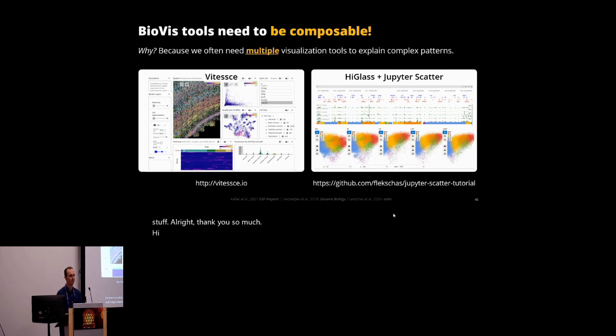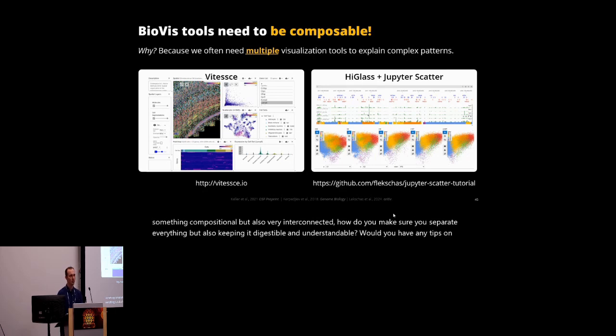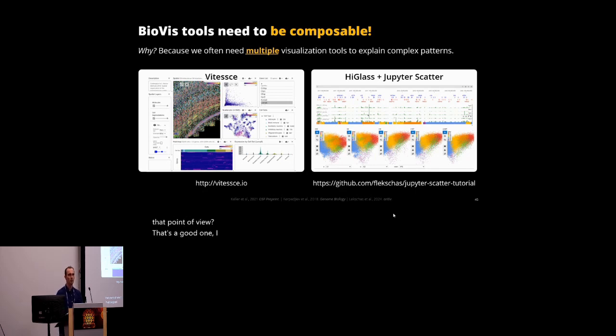Hi, very interesting. I guess this might be more of a design question, but when you have something compositional, but also very interconnected, how do you make sure you separate everything, but also keep it digestible and understandable? Would you have any tips on that point of view? That's a good one. I think the key thing is that you organize your state dependencies in whatever wrapping application you have, in a manageable fashion.